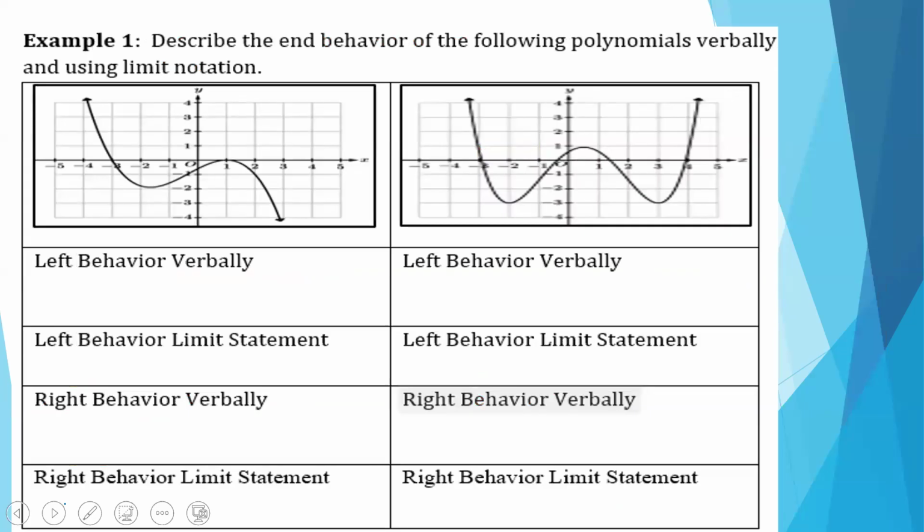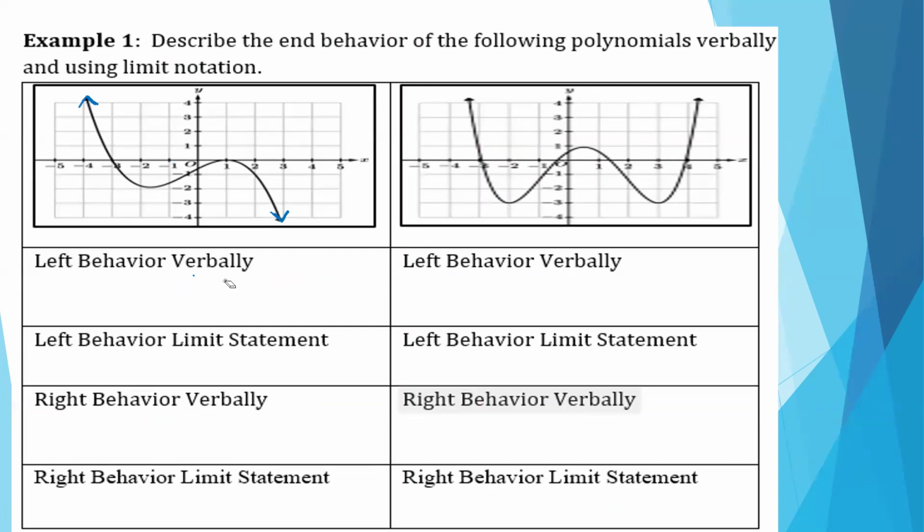Okay, so we're gonna describe the end behavior verbally and using limit notation, okay? So here, both of these have arrows on both ends, okay? So we're gonna write what's happening on the left-hand side of this graph. So what's happening here as X decreases without bound? Okay, as X goes decreasing, what's happening to your function?